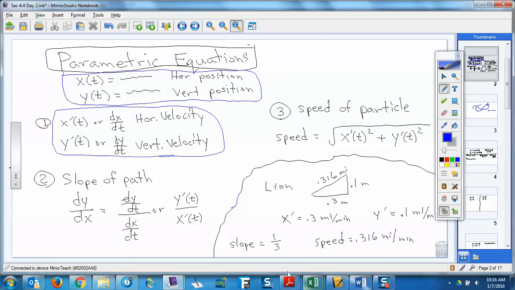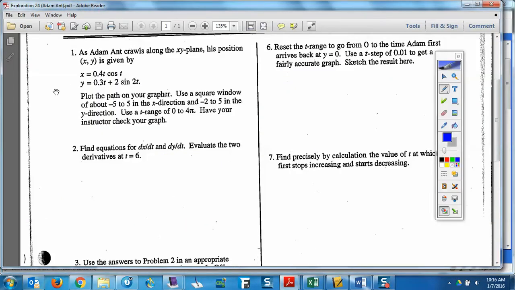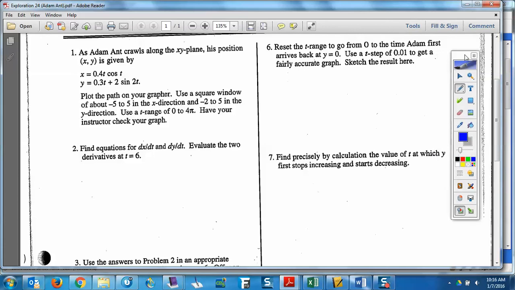Okay, so to the worksheet. That's the fundamentally most important idea of all of this. So when we have these two equations, understand that this is the horizontal position. This is the vertical position. All right, so going to number 6.